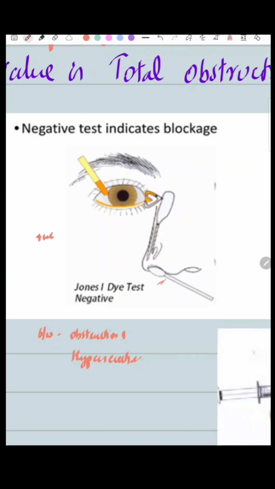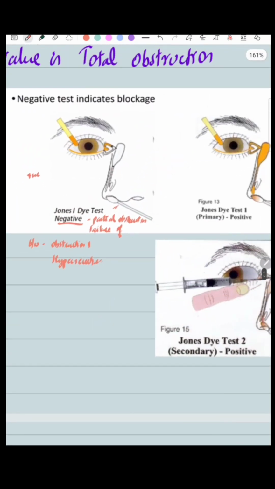A dye stained bud indicates adequate drainage through the lacrimal passage, and the cause of watering is primary hypersecretion. While an unstained cotton bud, that is a negative test, indicates either a partial obstruction or failure of lacrimal pump mechanism.